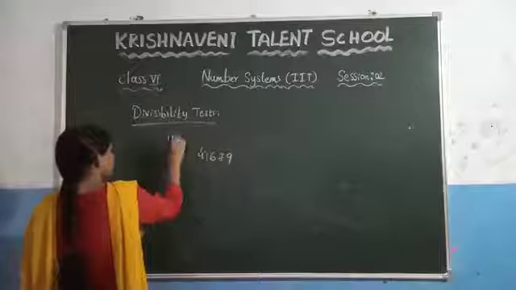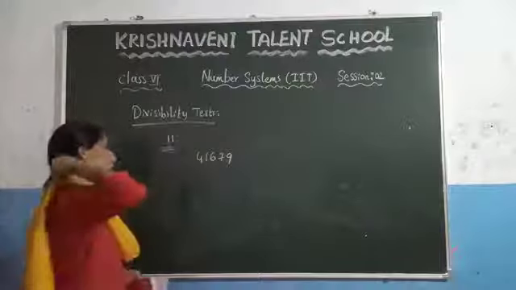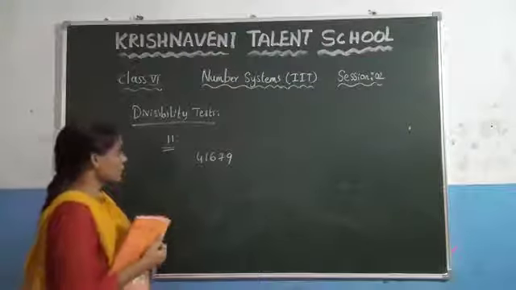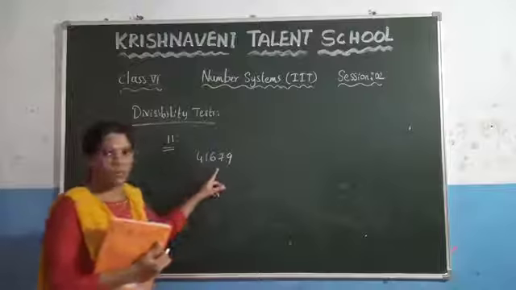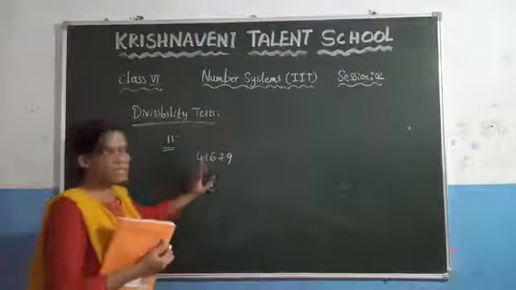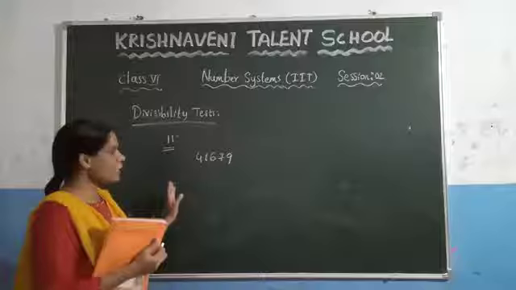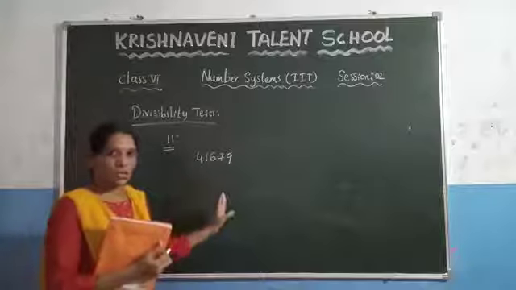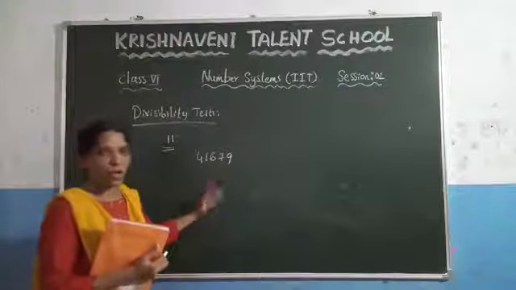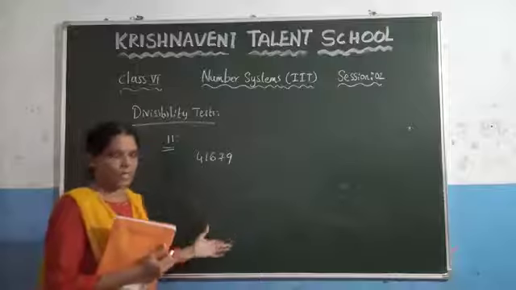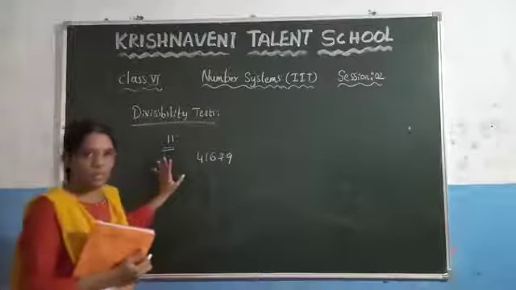The divisibility rule for 11 says you need to take the sum of the odd digits and the sum of the even digits. If you take the difference of these two numbers, and the result is either 0 or divisible by 11, we can say that the given number is divisible by 11.